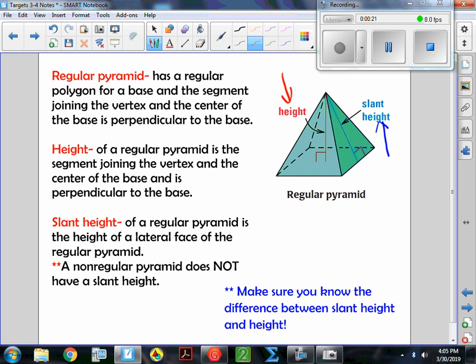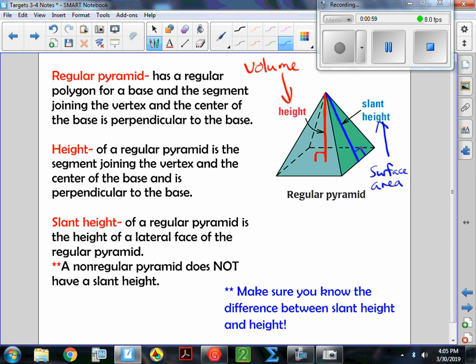On a pyramid, the height is going to go from the vertex down to the center of the base. Whether it's a regular pyramid or a rectangle, the height is going to measure how tall the pyramid is. The slant height is going to measure the side, or the height of the triangle on the side. When we are doing volume, we're going to need to know the height because we're going to do area of the base times the height and then something else. But when we're doing surface area, we're going to use the slant height.